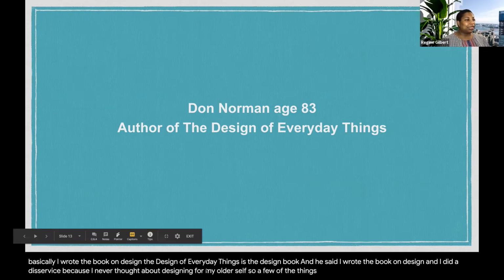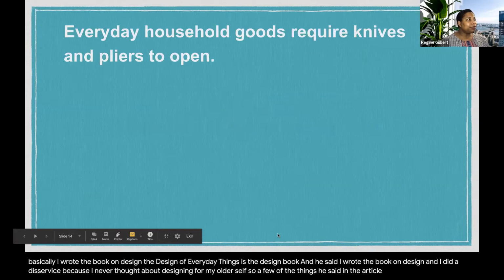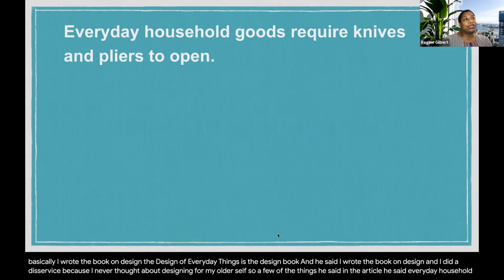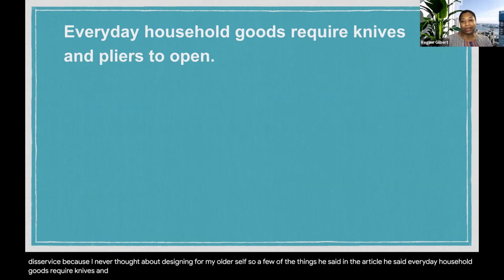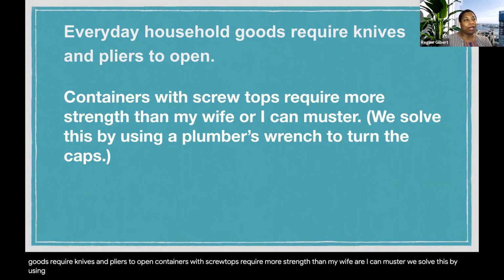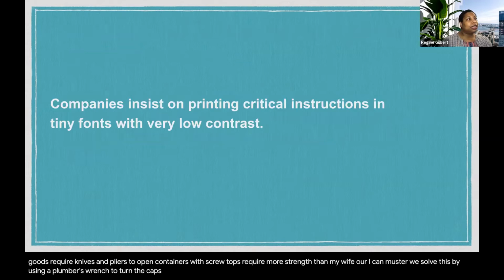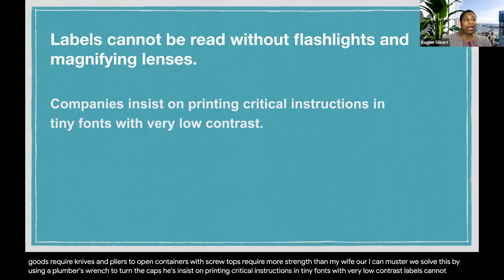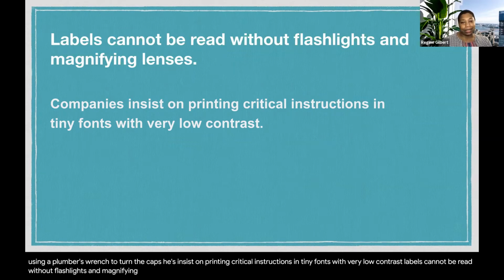So a few of the things he said in the article: everyday household goods require knives and pliers to open. Containers with screw tops require more strength than my wife or I can muster. We solve this by using a plumber's wrench to turn the caps. Companies insist on printing critical instructions in tiny fonts with very low contrast. Labels cannot be read without flashlights and magnifying lenses.